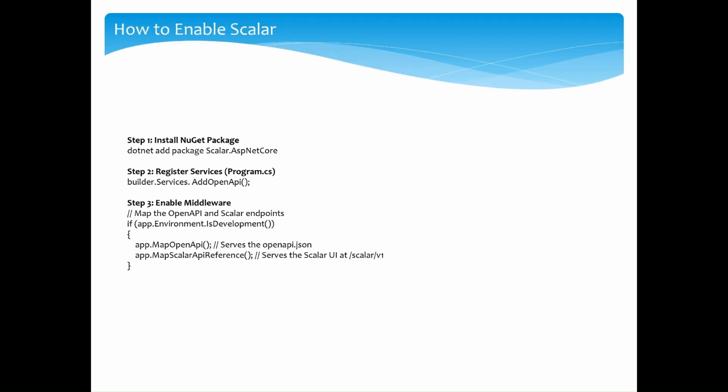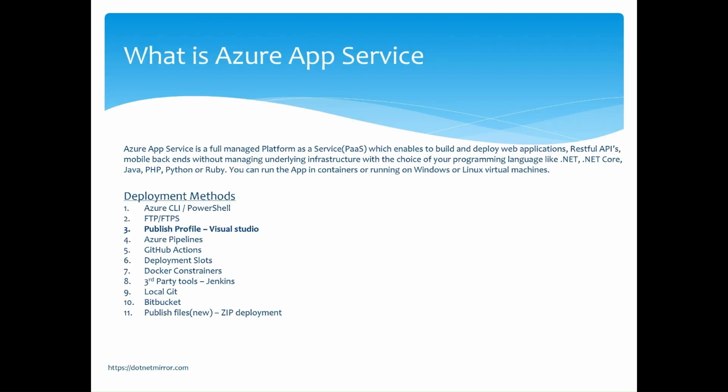To enable Scalar, install the NuGet package, register the OpenAPI service, and make sure you map Scalar API reference so that Scalar is enabled for your app. I have a detailed video on how to enable Scalar on ASP.NET Core Web API. I will provide the link in the description. Go and watch. Once our .NET 10 API is built, we need to host it.